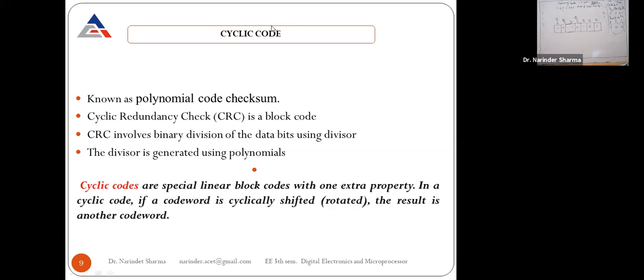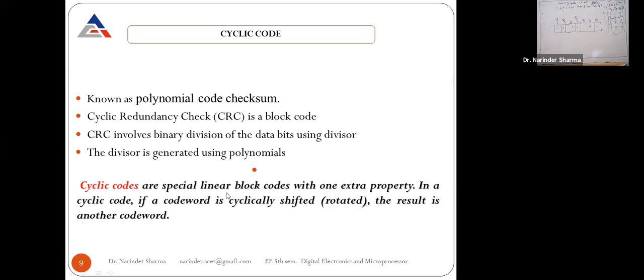So here you can see the cyclic code. This is also known as polynomial code checksum, and it can be asked with this name: polynomial code checksum or cyclic redundancy check. Cyclic redundancy check involves binary division of data. And in cyclic codes, the divisor is generated by using a polynomial.